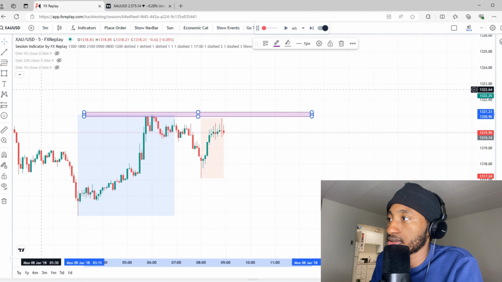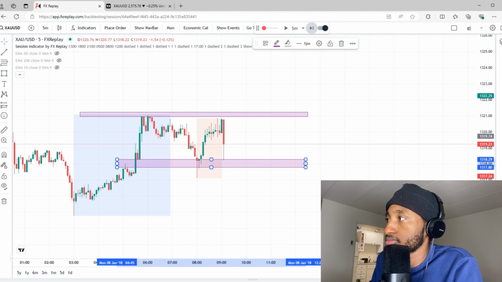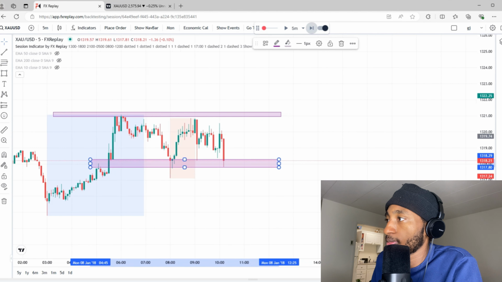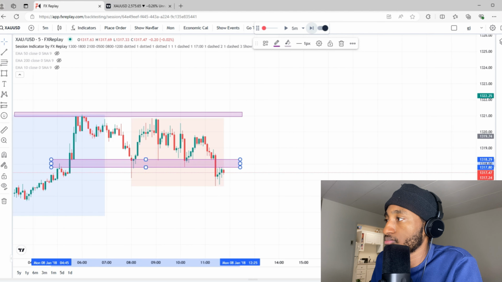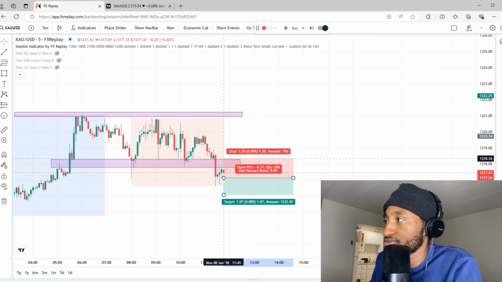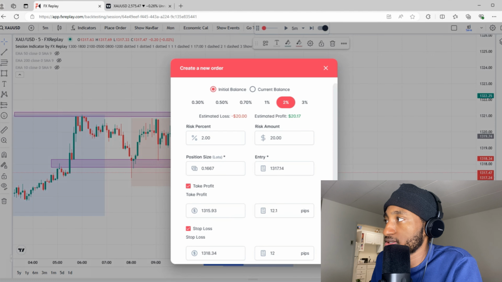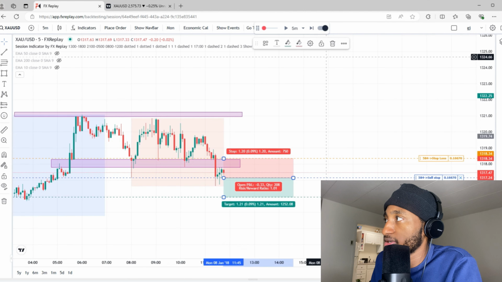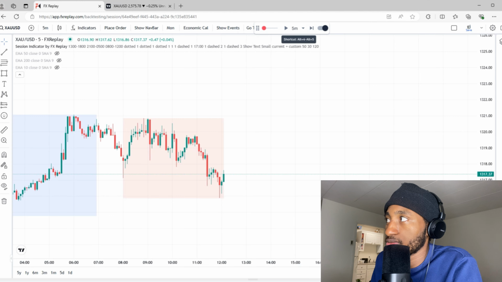Wait for this low to break. All right, so you can see right here, market breakout and retest. We're going to take a trade right there, put stop loss just right here, and aim for 1-to-1. Let's risk 2%, put the order in and see how it plays. Okay, market hit. So we're going to take one more quick trade.